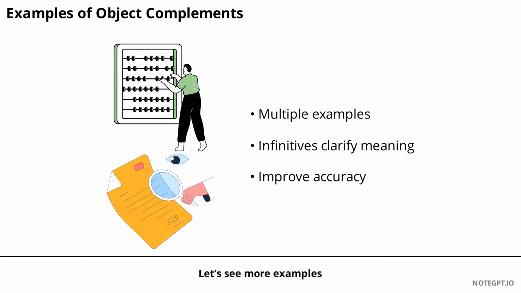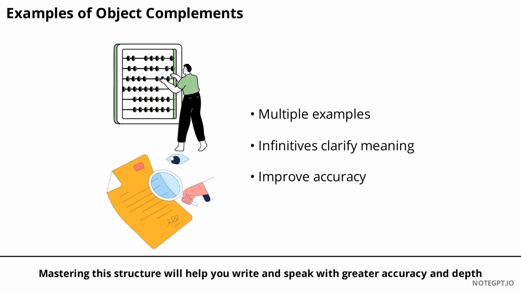Let's see more examples. "She's forcing me to work through the weekend." "Janet's father wants her to go to Harvard," and "He persuaded me to marry him." In each case, the infinitive phrase provides essential information about the object. Mastering this structure will help you write and speak with greater accuracy and depth.